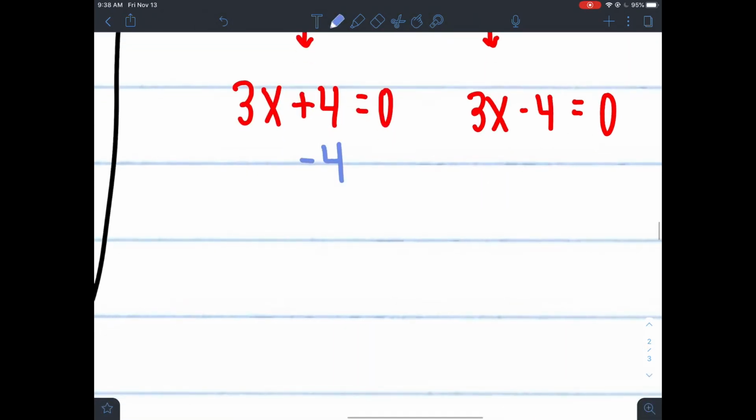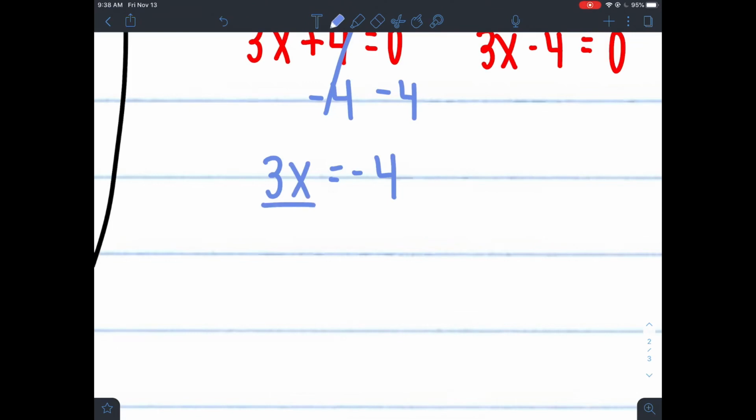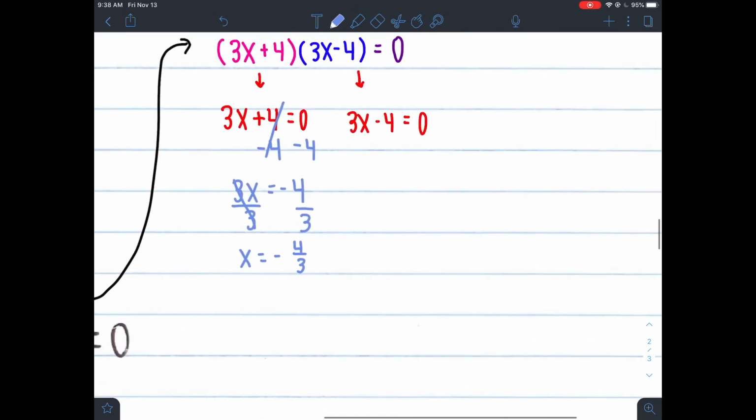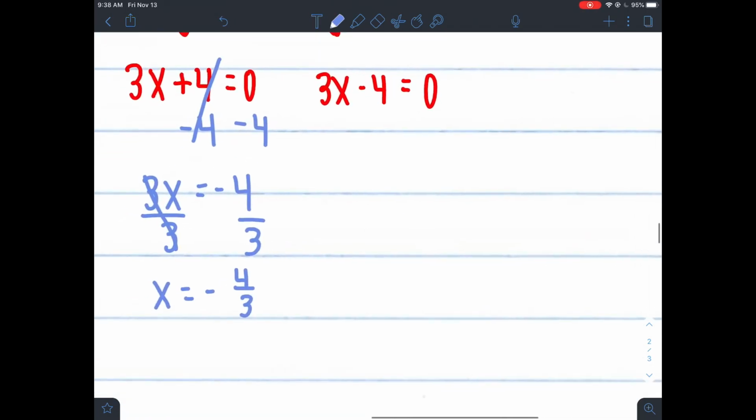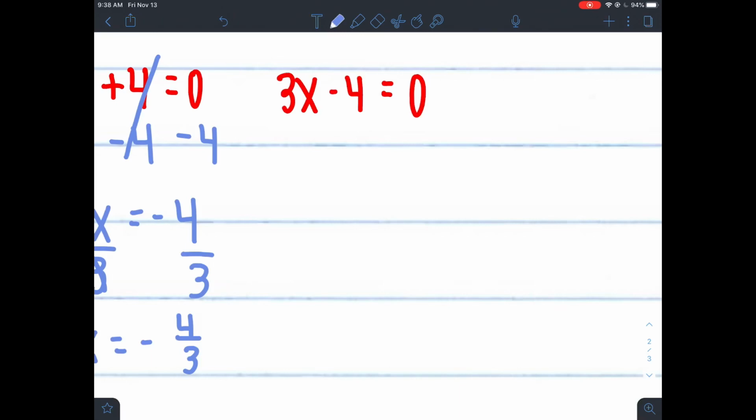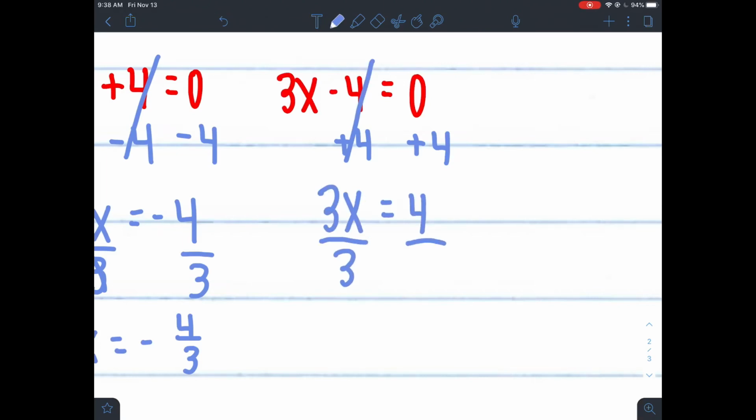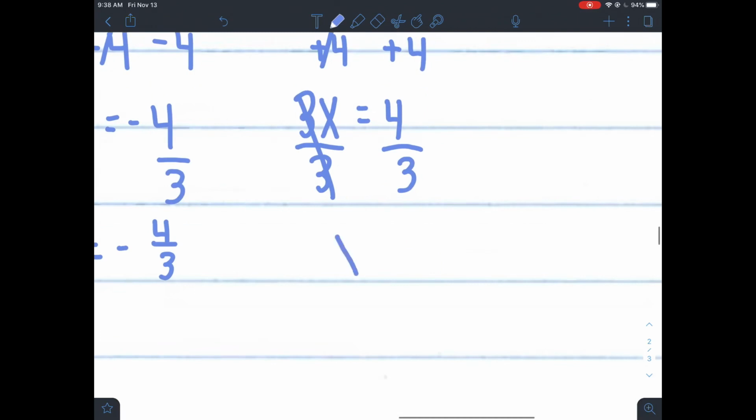On the left, the first thing I would do is subtract 4 from both sides. So 3x equals 0 minus 4, which is negative 4. Then to get x by itself, I would divide both sides by 3. So I have x equals negative 4/3. In the other factor, I solve for x and get it by itself. I would add 4 to both sides. So if 3x equals positive 4, divide both sides by 3. The 3's cancel. I get x equals positive 4/3.